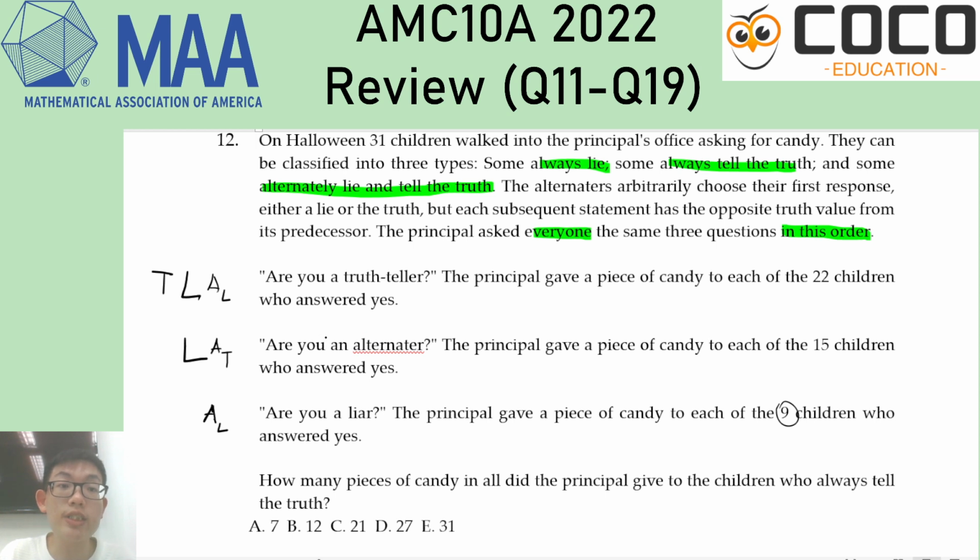The alternators who start by telling the truth don't appear in the first question, then they lie, so they don't appear in the second question, then they tell the truth, so they don't appear in the third question. So in other words, this is all the same group. Now that means simply that I can read the 9 is here, 15 minus 9 is 6, and 22 minus 15 is 7, would be for these 3 groups. And the children who always tell the truth are here, so your answer is 7.